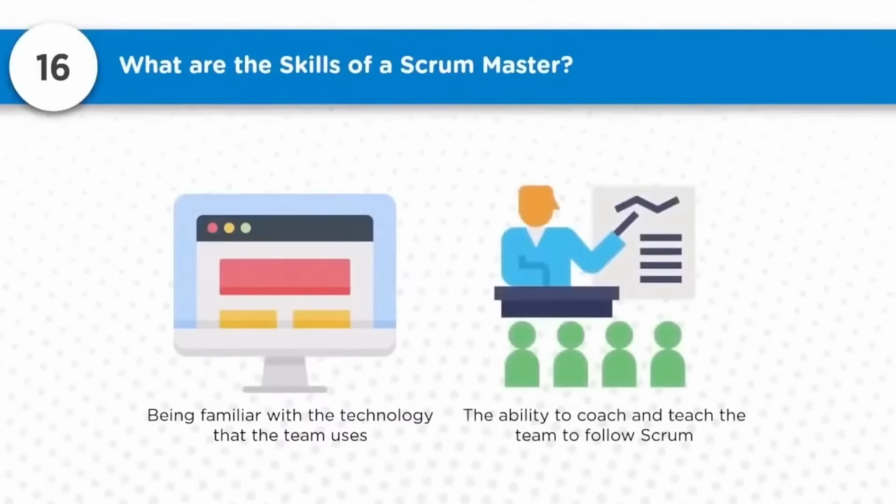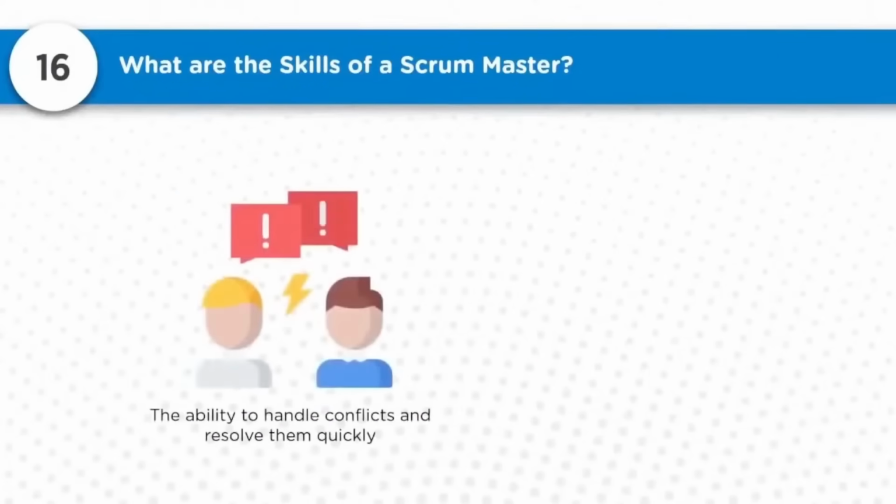And the Scrum Master should have an ability to coach and teach the team to follow Scrum and its methodologies, and be very clear about the terminologies, artifacts, and all the events that happen. The Scrum Master should have an ability to handle conflicts and resolve them quickly. Conflict is a scenario which would happen for various different reasons. However, when conflict occurs, the Scrum Master should not shy away from it. Own it and resolve it in the interest of the project.